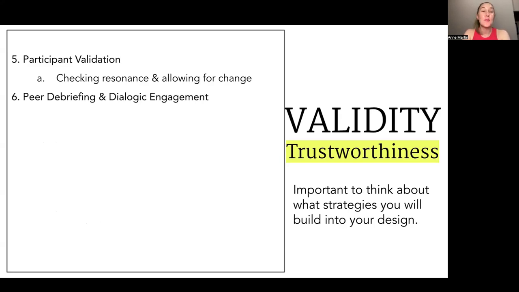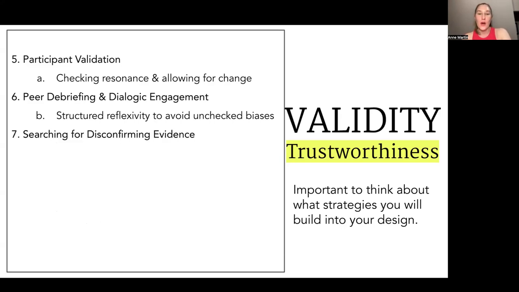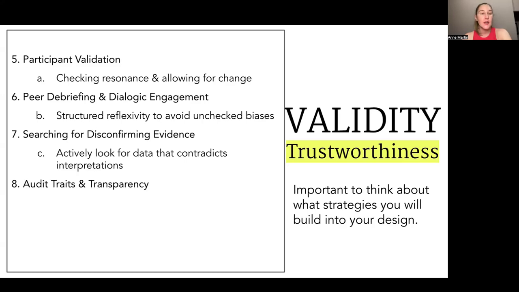Okay, but next one, peer debriefing and dialogic engagement. Planning, this is so important. This is actually the mini memo for this class, but structured reflexivity. Planning in those sessions, how you will engage in reflexivity is so important to avoid unchecked biases. Searching for disconfirming evidence, actively looking for data that contradicts your initial interpretations. And then having audit trails and transparency enables others to see how your conclusions were reached.